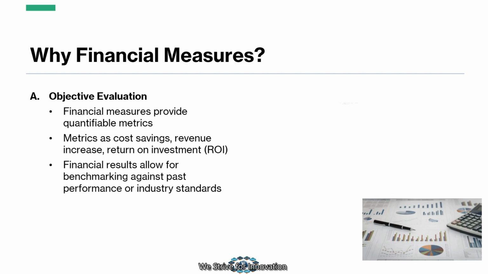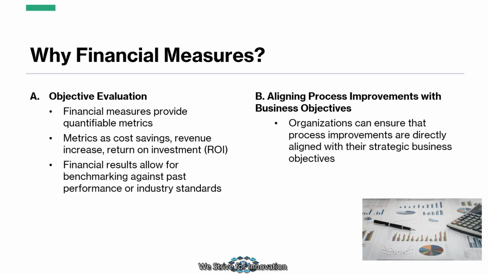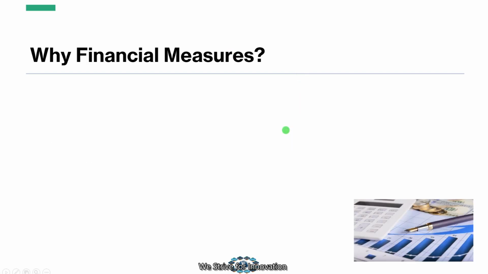Second, it will align process improvement with business objectives. By integrating financial measures, organizations can ensure that process improvements are directly aligned with their strategic business objectives, such as profitability, market share growth, or cost leadership. Financial metrics also keep the focus on value-added activity, which helps teams prioritize initiatives that offer the highest financial return impact.